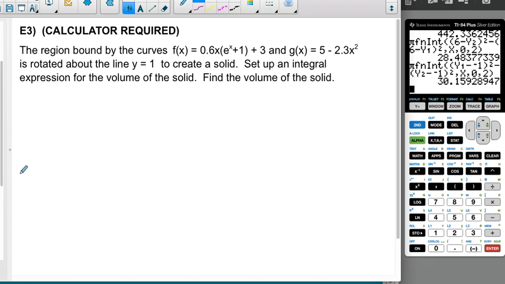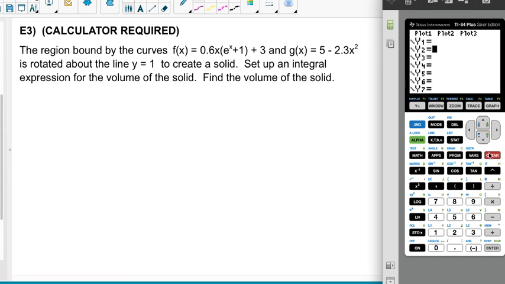All right, so we're going to do the quick ones that require a calculator. Obviously we've been using a calculator anyway, but these are physically going to require a calculator. So here, what makes this hard is you're going to have to find the bounds, right? So let's go ahead and go to my y equals. We'll clear out some of this stuff. So we have a 0.6x times, in parentheses, e to the x plus a 1, close the parentheses, right? That looks right. And plus a 3, my bad, at the very end of the whole thing. And then this one is a 5 minus a 2.3 x squared. Cool. Double check everything's right.